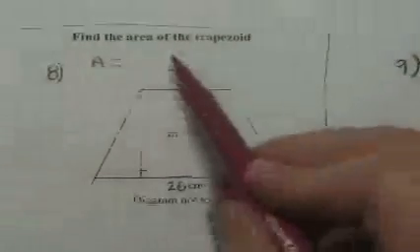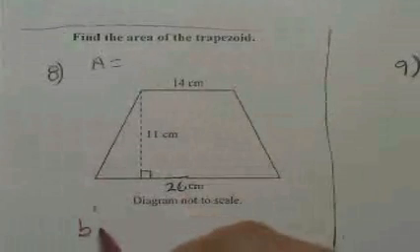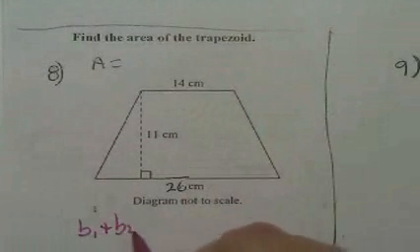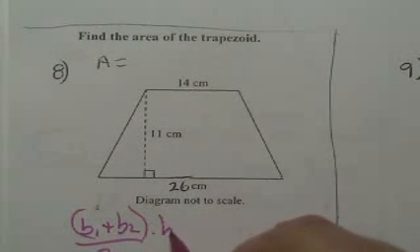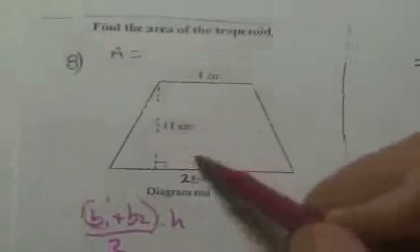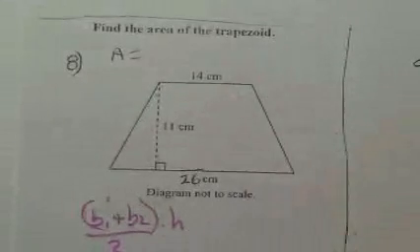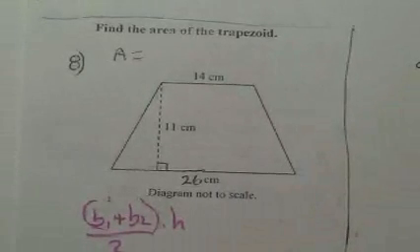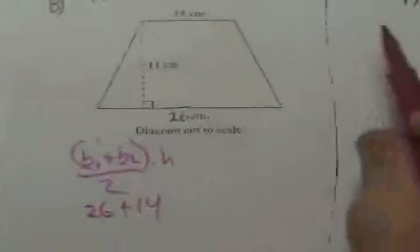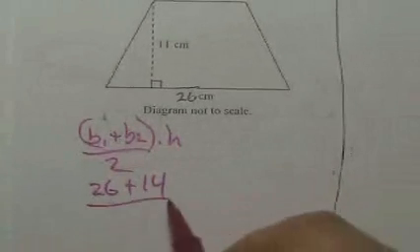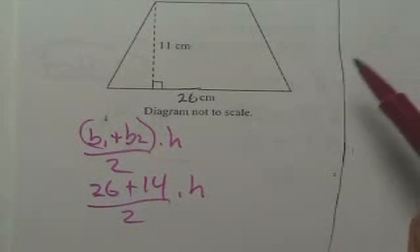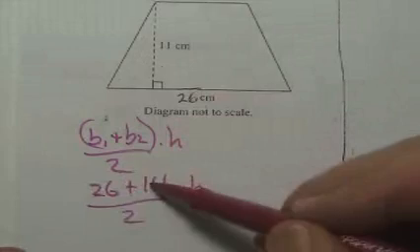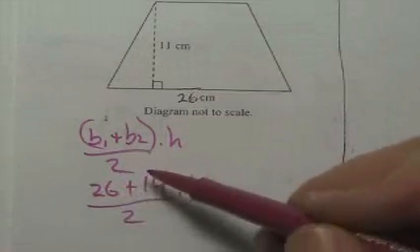Number 8, area of a trapezoid. Remember the formula is B1 plus B2, half of it times the height. So I'm going to add these two together. 26 and 14, so it's 26 plus 14, times the height. Well, 26 and 14, how much is that? That's 30, that's 40. So that's 40 divided by 2. Oh, the height of it was 11. I'm sorry, I didn't put that there.